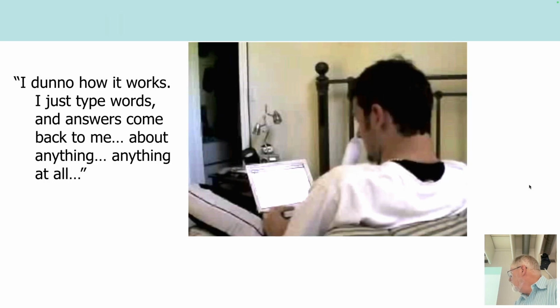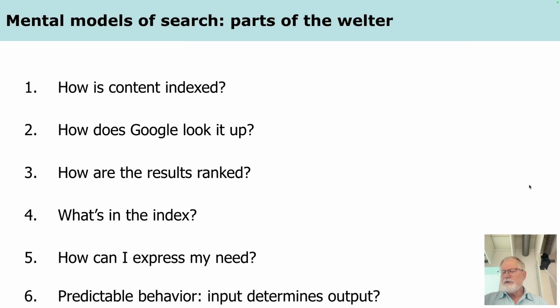Here's an interview I did with a young man, a perfect young user of Google. I said, tell me about how Google works for you. He says, I don't know how it works. I just type words and answers come back to me about anything at all. I said, give me an example. What's the most outrageous thing you can think of? And he asked a question about the academic caps. He said, look at that, it worked. The answer was completely incorrect, but he didn't care. It worked for his example, and that's what he cared about. So he is a cargo cultist about Google search.